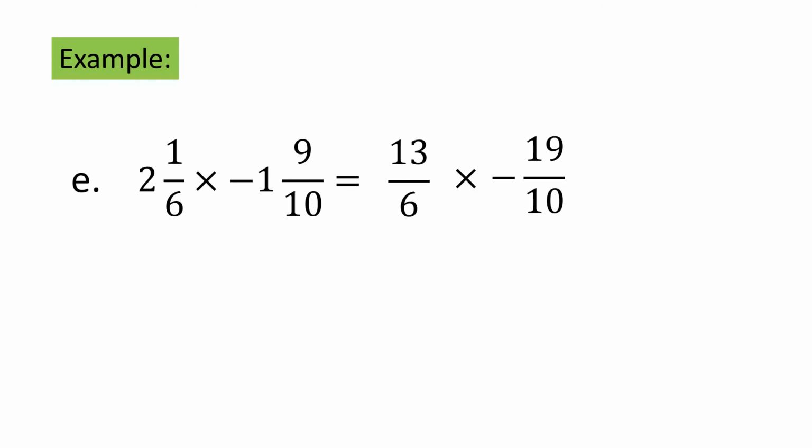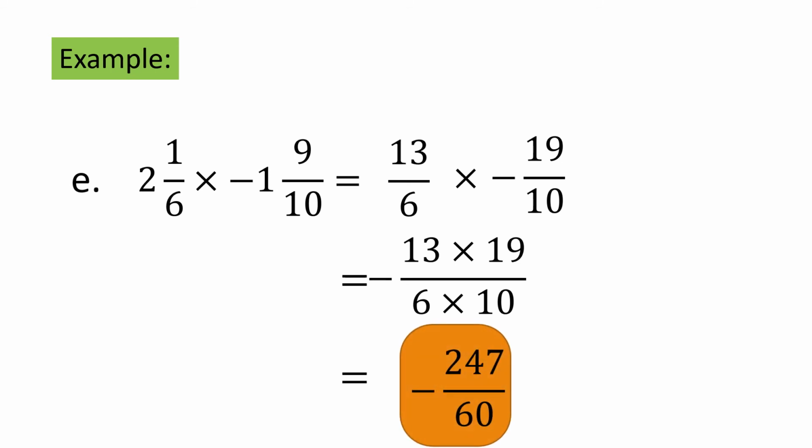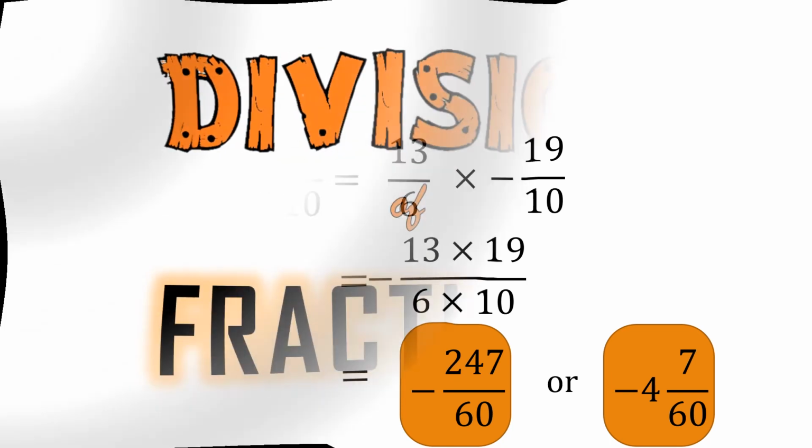Okay, so pag nagawa mo na yan, ang kailangan mo na lang i-check muna ay kung mayroon bang pwedeng i-cancel. Since wala namang pwedeng i-cancel, then we shall proceed to multiplying the numerators and the denominators. So negative 13 times 19 over 6 times 10 will get negative 247 over 60, or in mixed number form, this will be equivalent to negative 4 and 7 over 60.